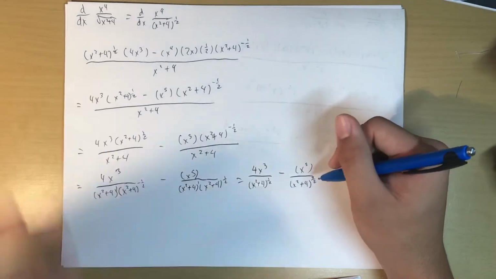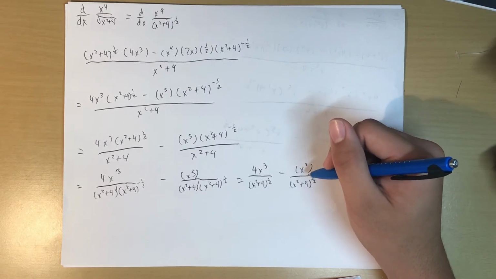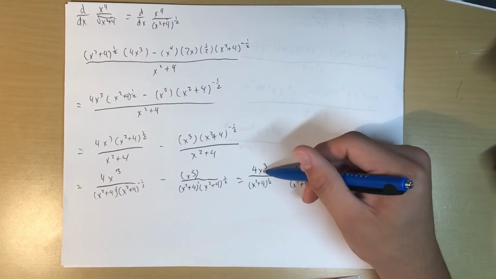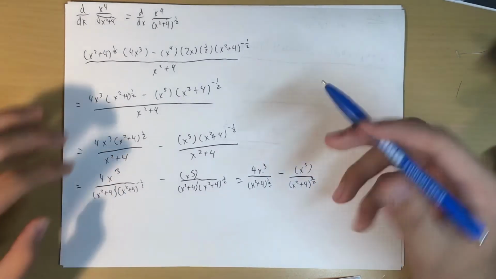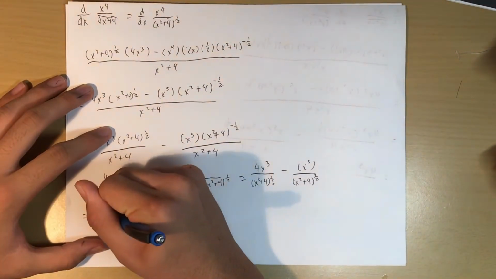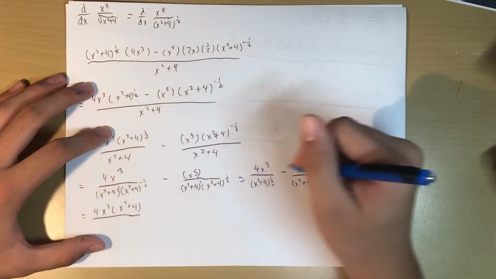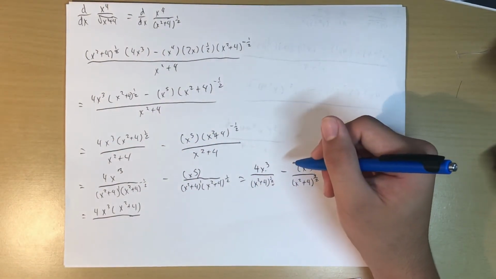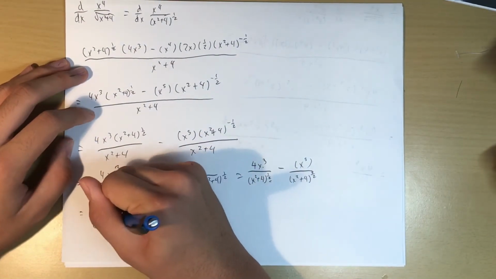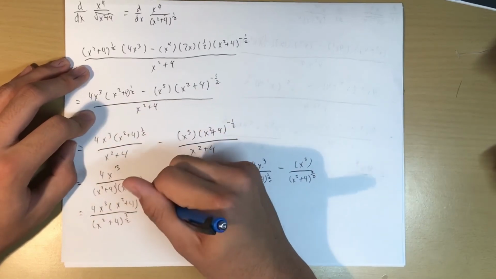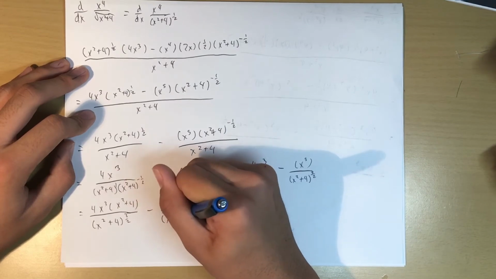Okay, so now we need to subtract, and to find a common denominator, the common denominator would just be x squared plus 4 to the 3/2 power. And to get this, we just multiply this side by x squared plus 4 to the 1/2 power, and this by x squared plus 4 to the 1/2 power. So we get 4x squared times x squared plus 4. Sorry, not to the 1/2 power, just x squared plus 4, because 1 plus 1/2 is 3/2. And that would be x squared plus 4 to the 3/2 minus, and this side is unchanged, so x fifth times x squared plus 4 to the 3/2 power.